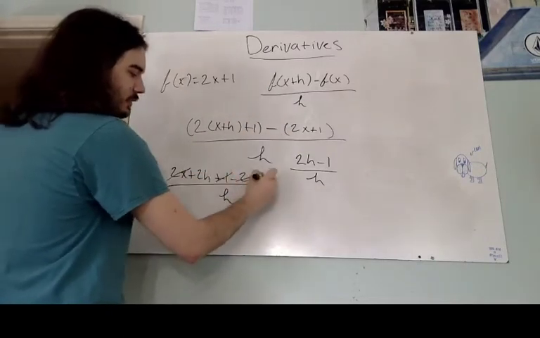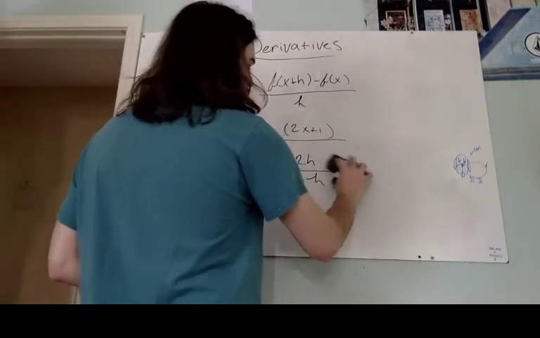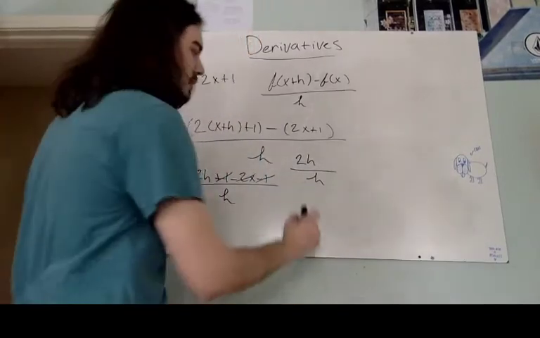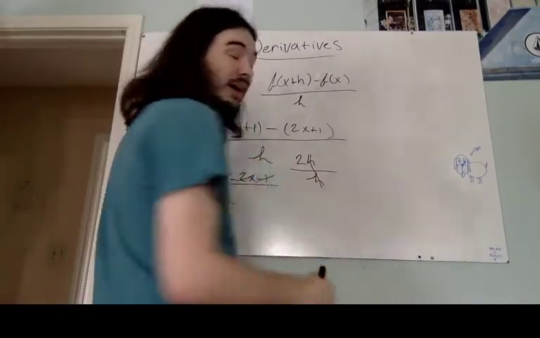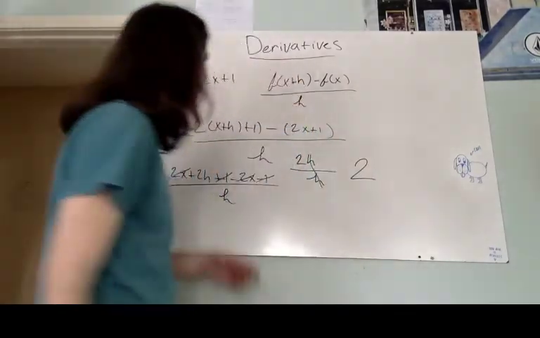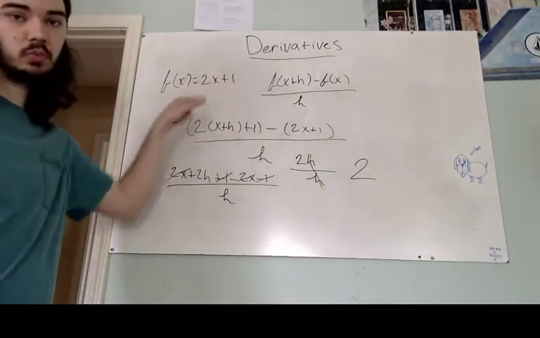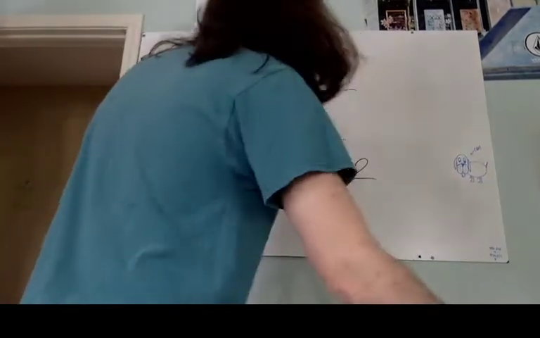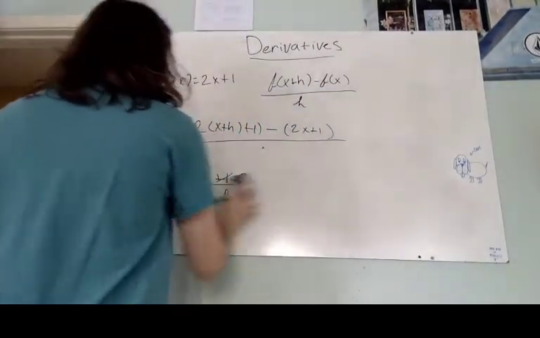So these ones cancel out as well. I knew I did something wrong. So now I just get 2h, right? So then these h's cancel out. So I don't even really need to take the limit anymore because I'm just left with 2. So that tells me that the derivative of 2x plus 1 is 2. So why don't we try another one?